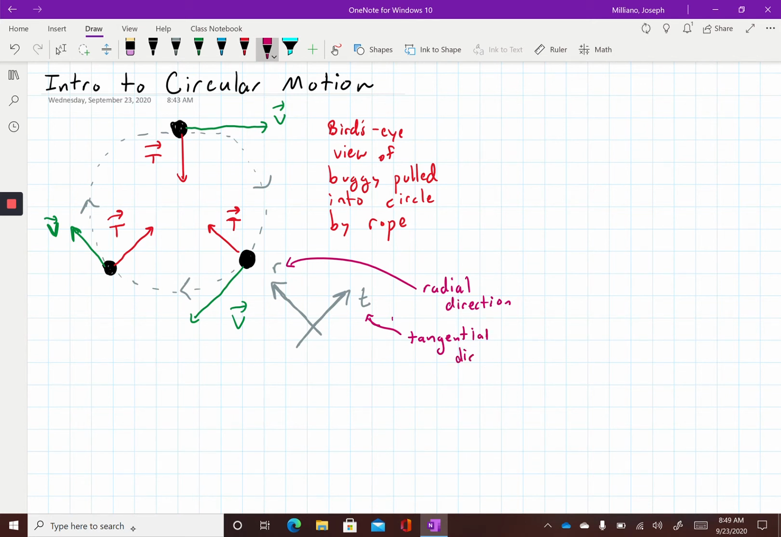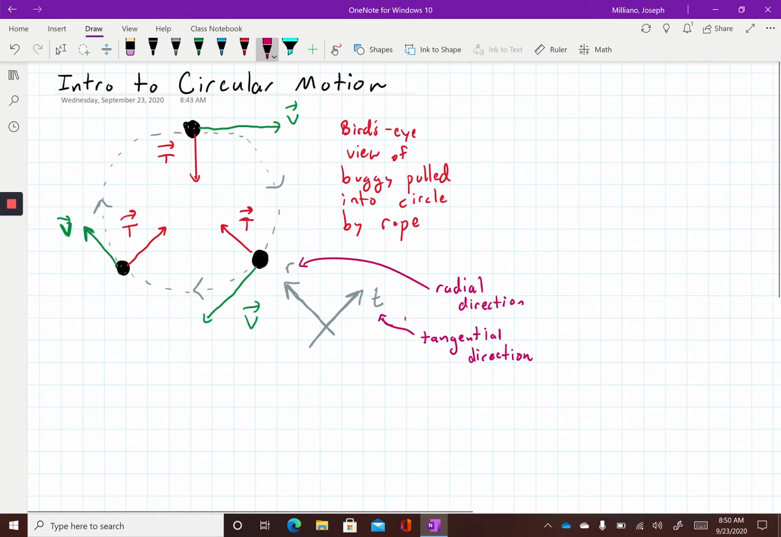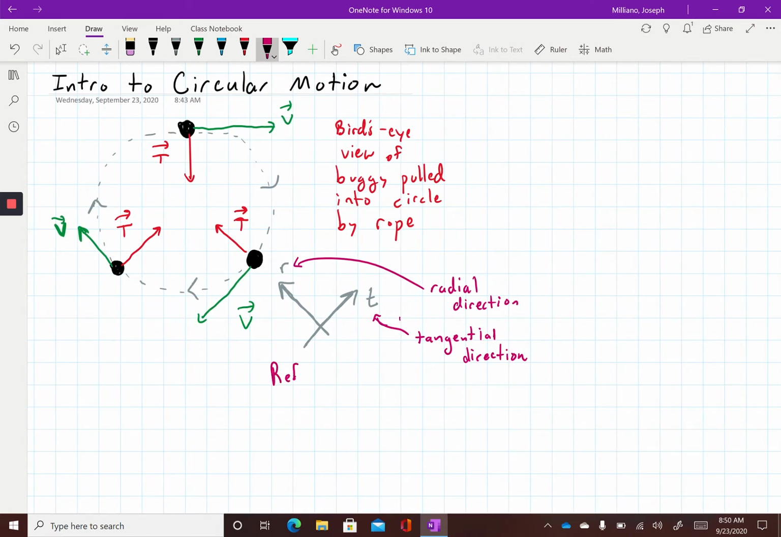It is not a time axis in this case. Both of these are space axes. Just one is in the direction of the radius, and then one is perpendicular to that, tangent to the circle. So that's going to be our reference frame choice, because we can see that now the axes of the reference frame line up well with the forces and velocity that are there.